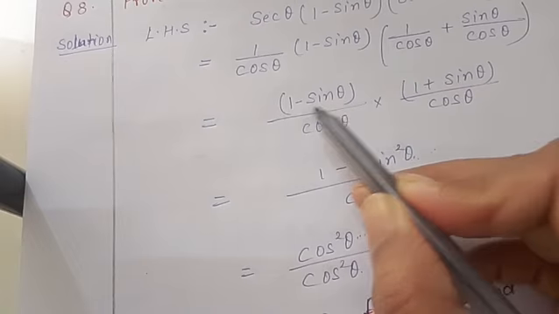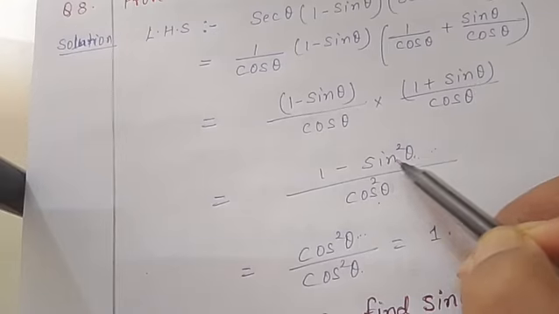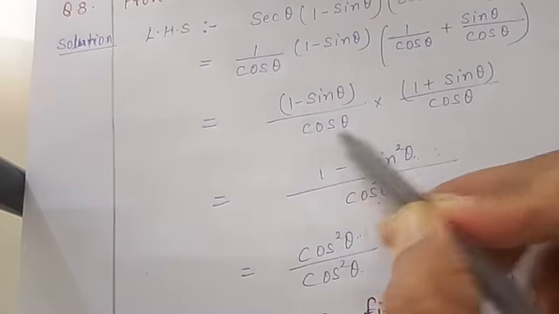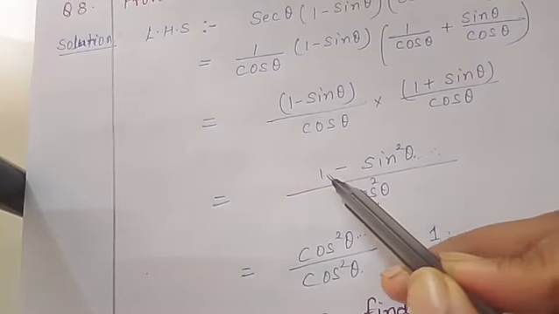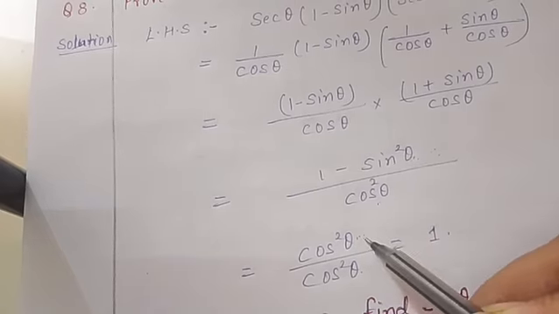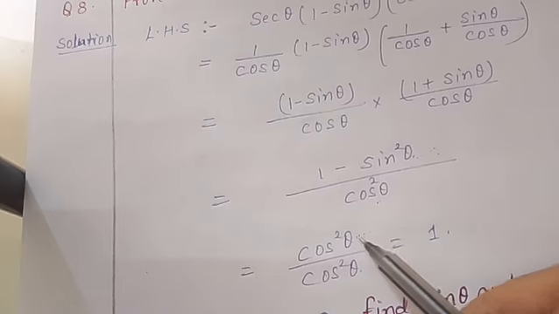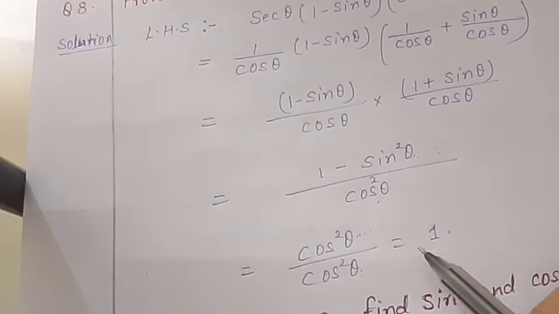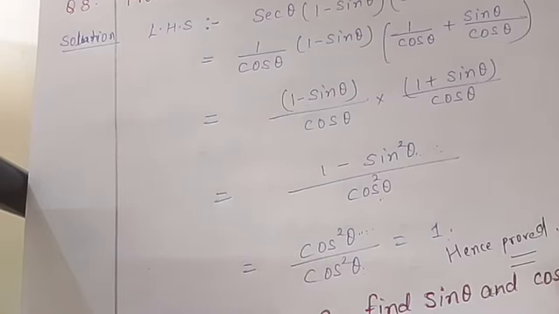Multiply numerator: (1 minus sin theta) into (1 plus sin theta) becomes 1 minus sin square theta using the difference of squares formula, and the denominator becomes cos square theta. Again, 1 minus sin square theta becomes cos square theta using trigonometric identities. So we have cos square theta upon cos square theta. Cos square theta cancels. It gives 1. Hence proved.